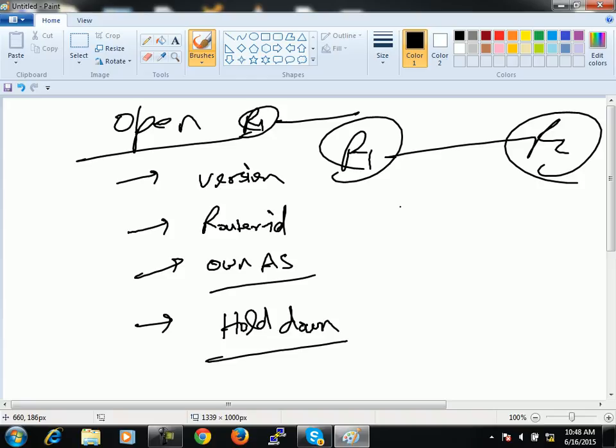Your peer is in the wrong AS. I hope you are getting my point. So all these things are there. That is why it is mandatory to carry your AS information within the BGP open message. And we are also saying that the BGP version must match, right?